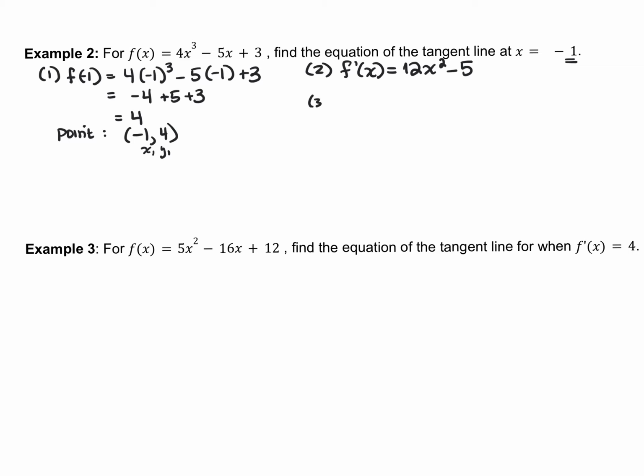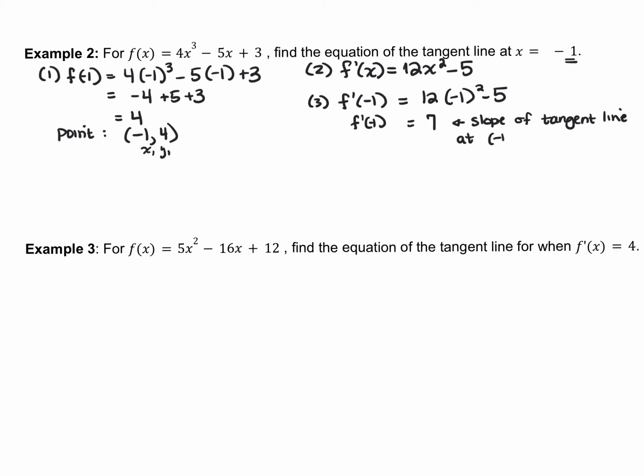Step 3 is to use that same x value we used before and now plug it into the derivative. So we're finding the slope of the tangent line at negative 1. So that ends up being 12 minus 5, which is 7. And remember, this is your slope of the tangent line at negative 1, 4. And then the last step is to write your equation.